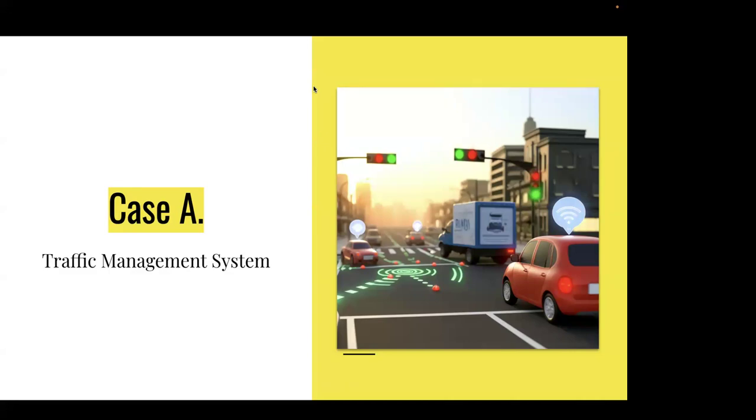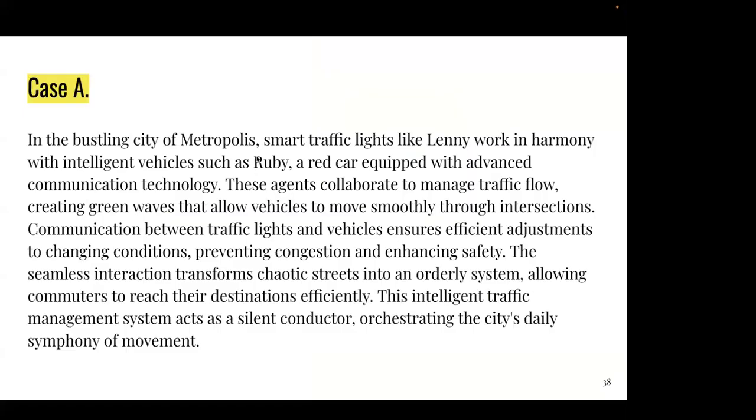So if we move on to the story, think of the first example as being the traffic management system, right? We are in a bustling city that has traffic lights, it has cars, smart cars, and smart traffic lights. We have intelligent vehicles of different kinds, right? And these agents, of course, collaborate in order to manage the traffic flow in the city, because we want it to run smoothly and to have no congestions.